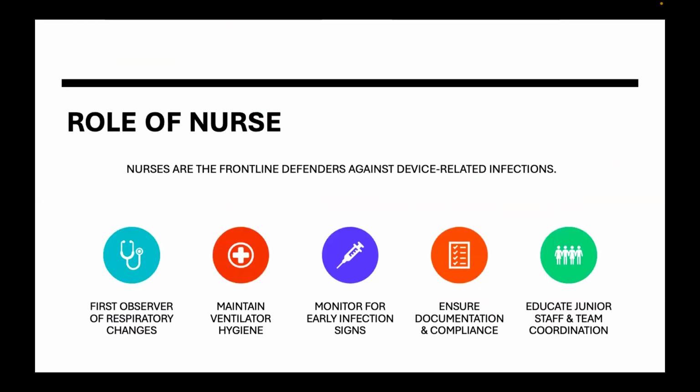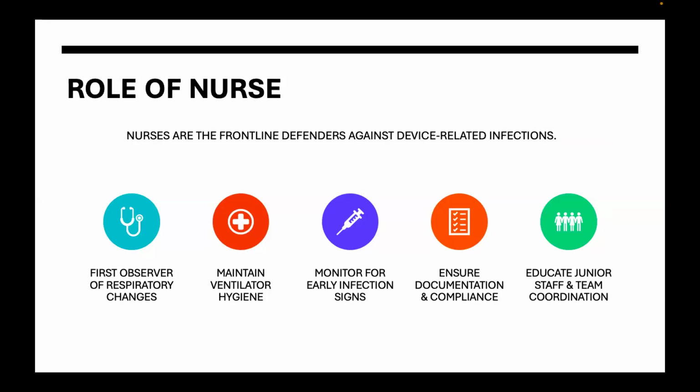Coming to the nurse's role, it is a very critical and central role in infection prevention. Nurses are the frontline defenders against device-related infection. The responsibilities include maintaining hand hygiene, performing oral care, monitoring ventilator care, identifying early signs of infection, and ensuring compliance with protocols. They are the first observers of respiratory changes because they are there 24 hours in the NICU. Hand hygiene and ventilator tubing hygiene should all be maintained, and documentation is very important.